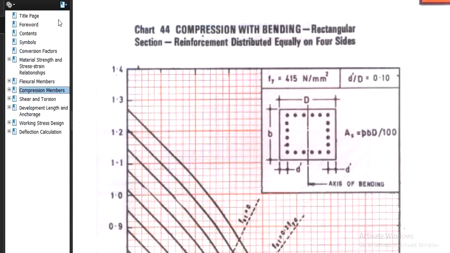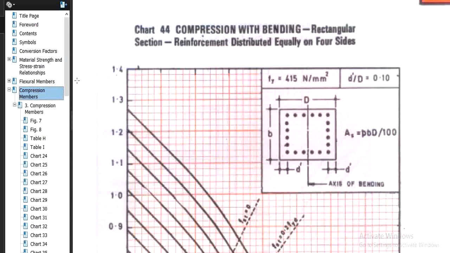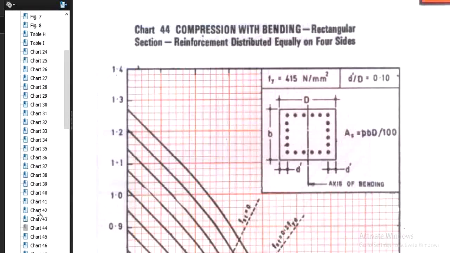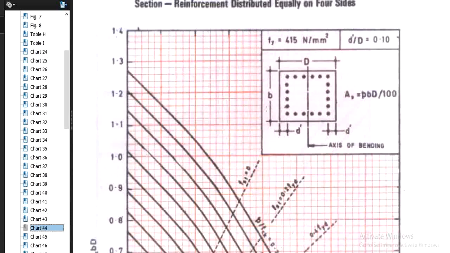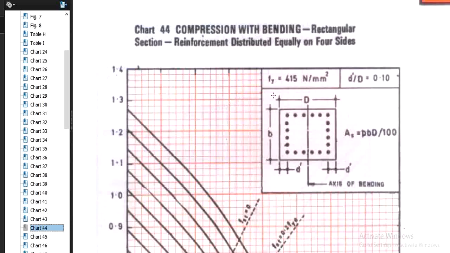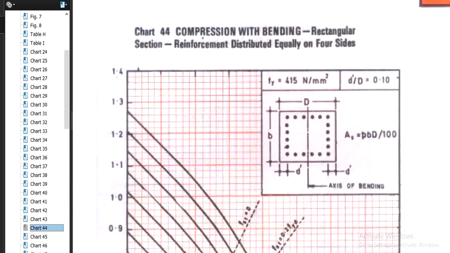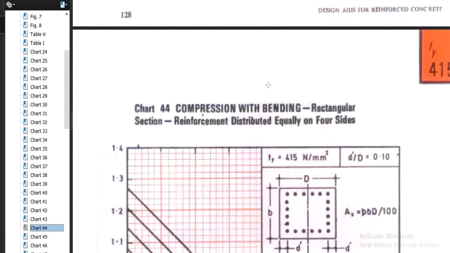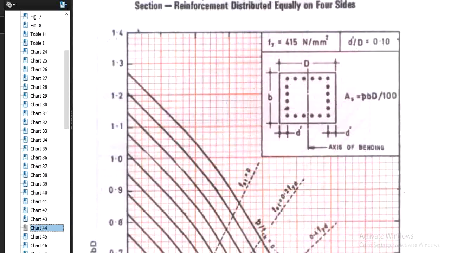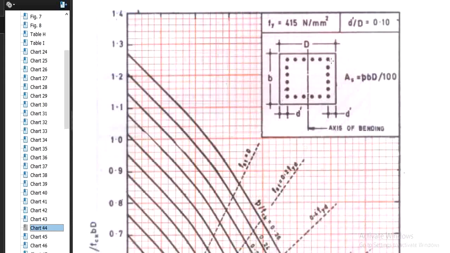How to open chart number 44 I will tell you. Just open this particular index, go to compression member, move down, click on chart number 44. You may ask me how I have obtained this chart number 44. There might be a question. So you can see over here the grade of steel which they have given is 415. So next d dash by d is 0.1. So reinforcements are equally distributed on all the 4 sides. If it is not equally distributed, I could have chosen another chart, but all this data I have to see. So d dash by d is 0.1.